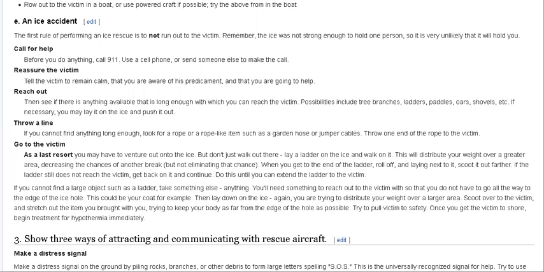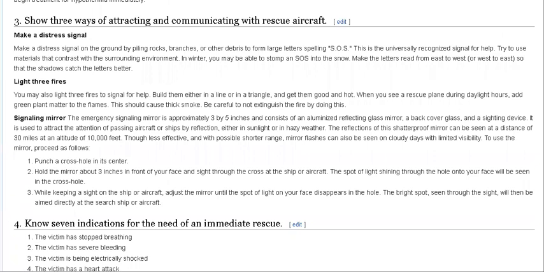Number 3. Three ways of attracting and communicating with rescue aircraft. Alright, so we're saying make a distress signal. The rocks, we've seen this in movies, guys. We gotta talk about this. The rocks. Yes, make it a sign so anybody flying over will see. Light three fires. Okay, that's true. Let's make a big bonfire. Right. You don't have to do a fire. I have to explain this. Signaling mirror. Okay, I've heard about this. Let's see what this is.